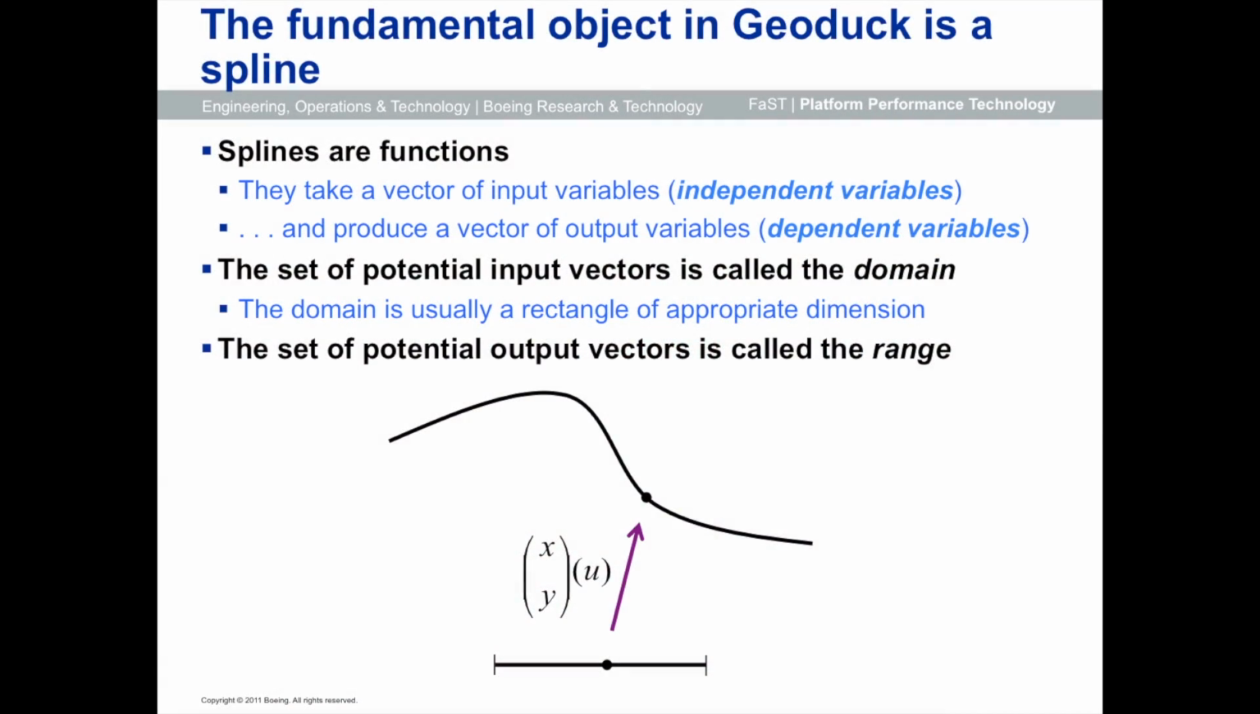So let's talk a little bit about what GUI duct is. GUI duct is fundamentally a system for creating and performing manipulations and calculations with spline functions. In particular, tensor product spline functions. And so that is the basic object.